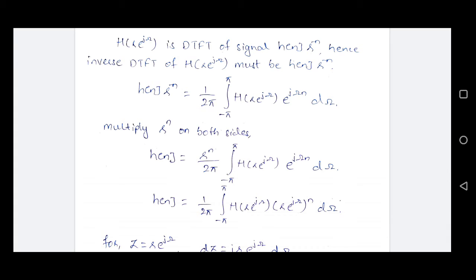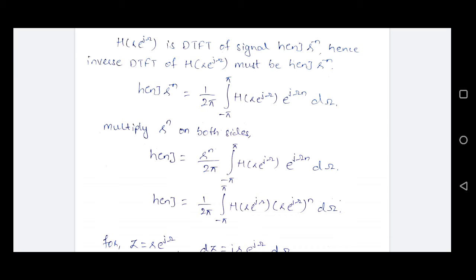So the inverse discrete time Fourier transform for the signal h of n r to the power minus n will be written as 1 divided by 2 pi, integration from minus pi to pi, H(r e to the power j omega) e to the power j omega n, integration with respect to omega. We'll be using integration because the spectrum H(r e to the power j omega) will be a continuous one, and the limits are from minus pi to plus pi because the spectrum will be periodic with respect to 2 pi as we studied in module 4.